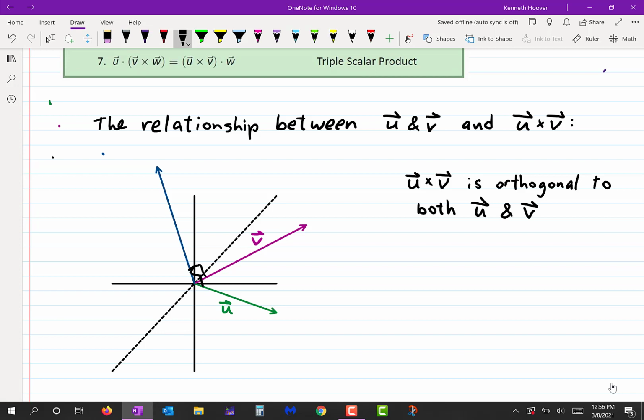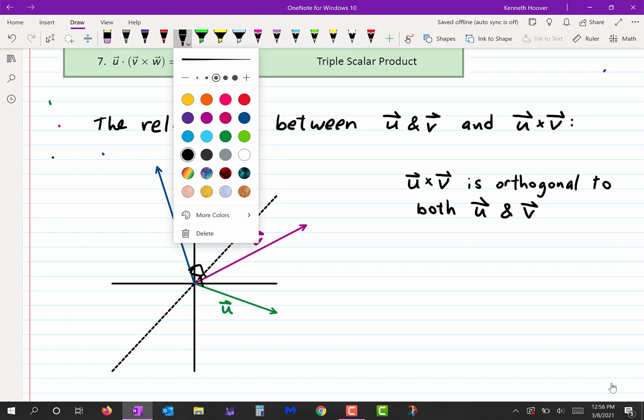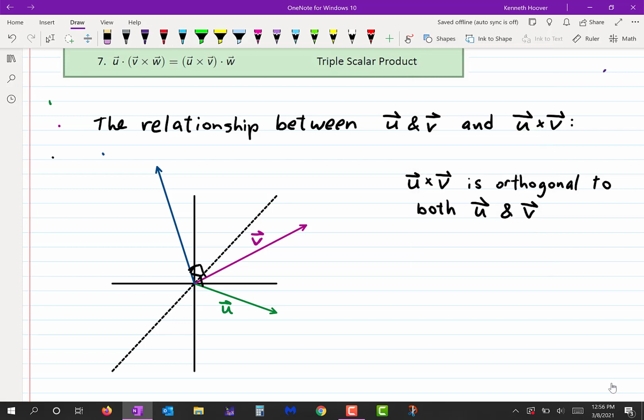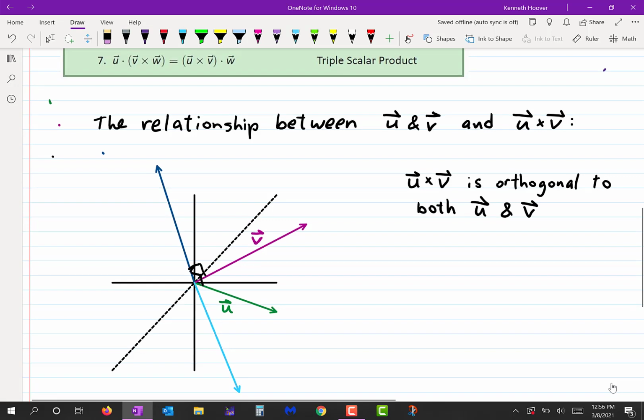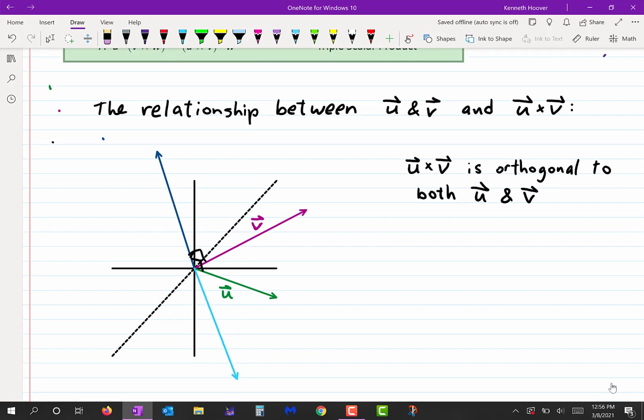Okay, so that's one possibility of what direction u cross v could be pointing. There's another possibility. Can you guess what? There's one more possibility, what is it? It could be pointing exactly the opposite direction. Okay, now which one is it?